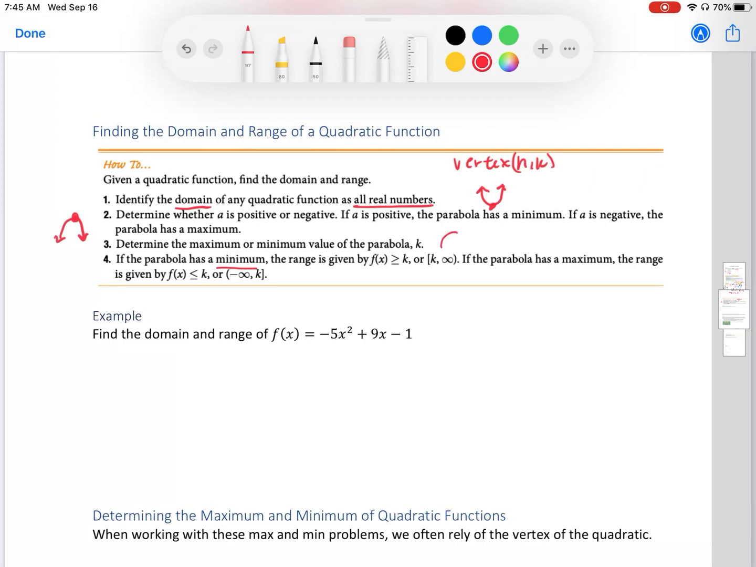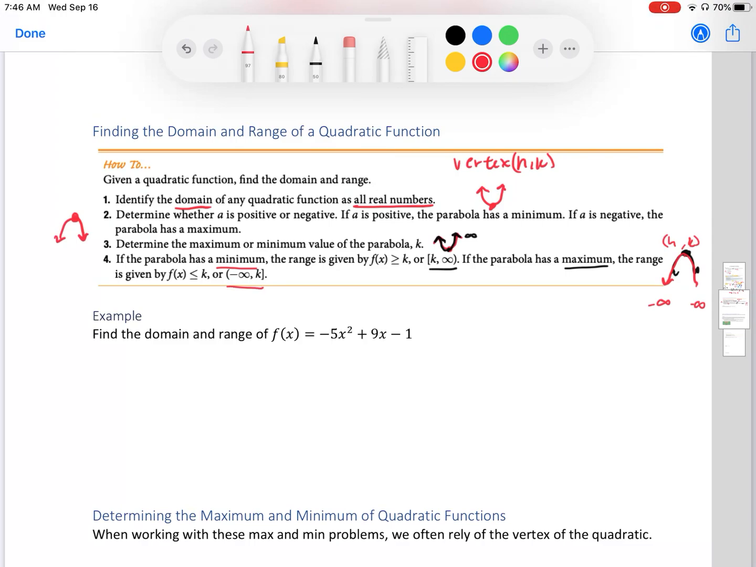So if it has a minimum, it opens up. If it opens up, it's going to go from the lowest peak, and my range would be that k and then up to infinity, hence this value. And if it opens down, if it has a maximum, some maximum peak, then the values can be just that k value from your vertex at h, k and just keep going down to negative infinity forever on both sides. So that's how we go from negative infinity to k.